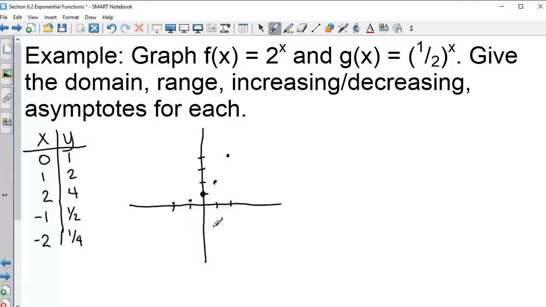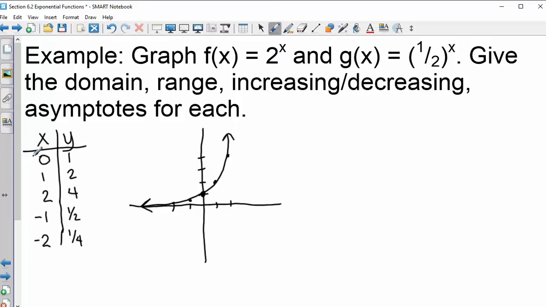Now you'll never do 2 to a power and get 0 or a negative out. So what we see is our graph looks like this. The x-axis here is acting like an asymptote. Remember, we talked about those before. It's a line that we're getting closer to without actually touching.